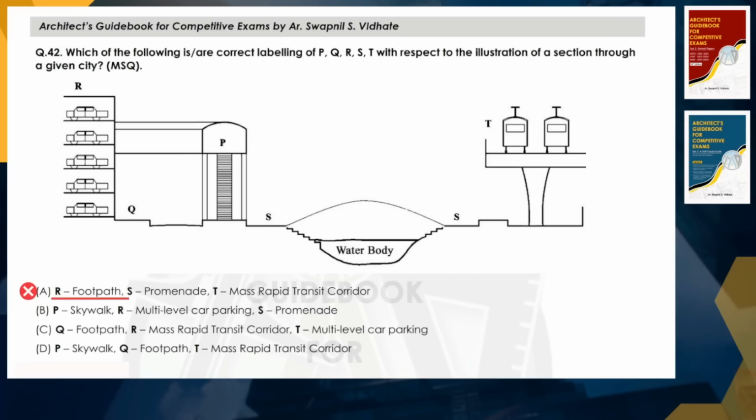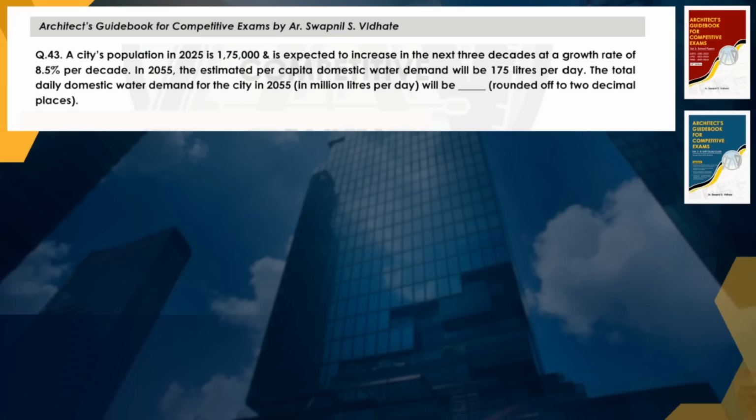So here, as I said, option A is wrong because it incorrectly shows the nomenclature that R is the footpath. Option B, the correct one. Option C, R cannot be the mass rapid transit corridor and T cannot be the multi-level car parking. So option C is also the incorrect one. So the only correct options are option B and option D. The easiest question in the question paper, I think, till now.